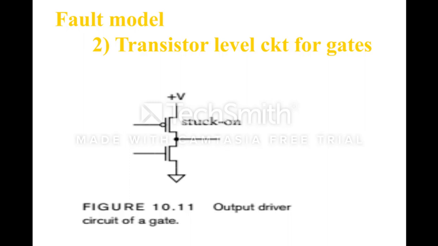If we turn on NMOS also, then the output at this point will be the voltage divider output, because PMOS is on and NMOS is also on. Then the output of the circuit will be the voltage divided output, which is not the exact required. So this kind of fault we call a fault model at the transistor level.